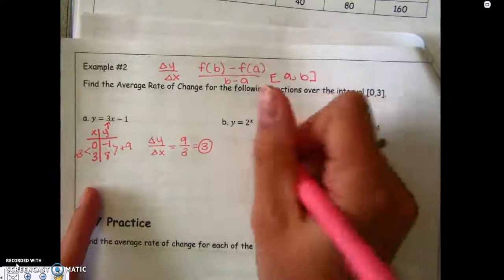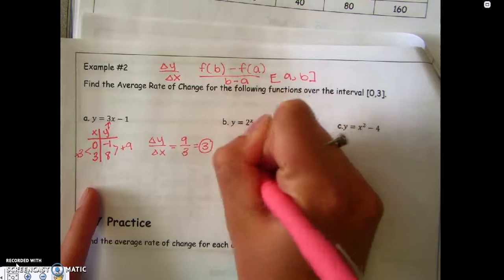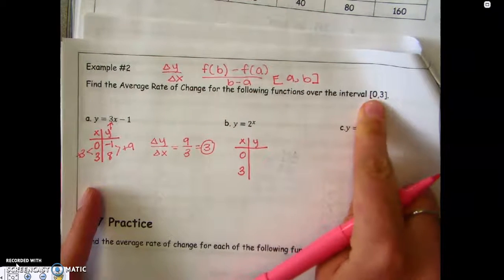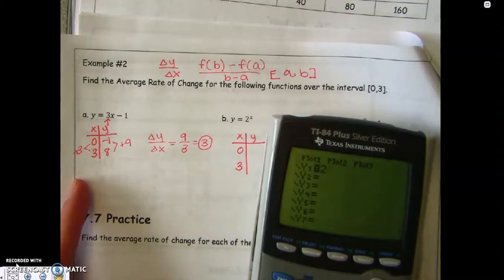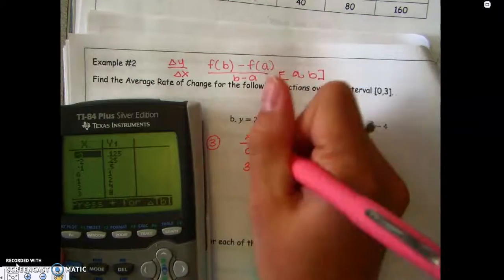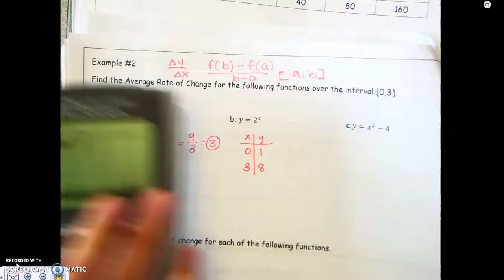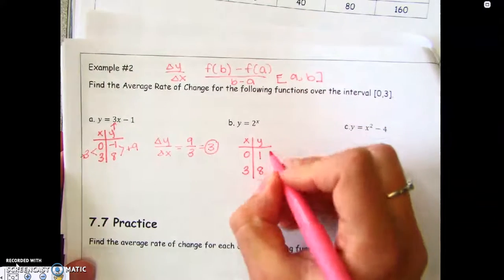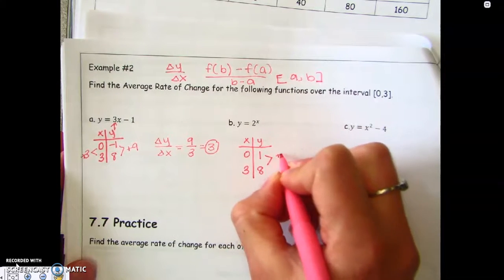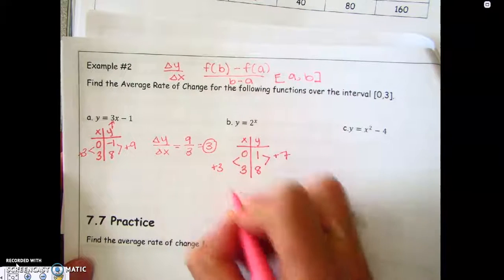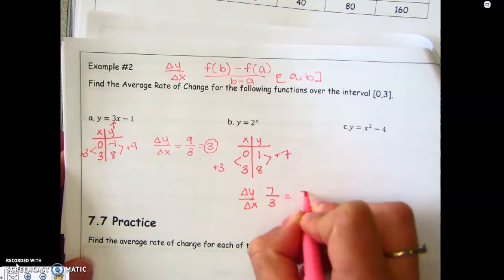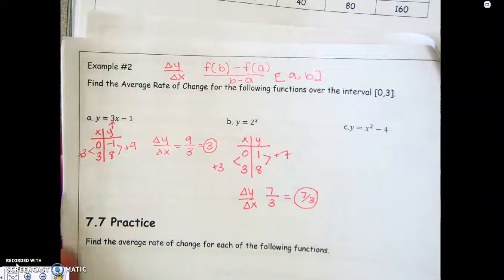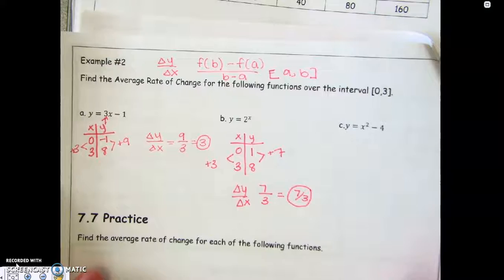All right, B, I'm going to do the same thing. I'm going to put 0 and 3 in my table because that's the interval I'm looking over. And then in my graphing calculator, I'll just type in y equals 2 to the x power. And then I'll go to my table, and it says 0, 1, and then 3, 8 again. So this would be plus 7, and this would be plus 3. So the rate of change here would be 7 over 3, which you can leave as 7/3. I don't like decimals. It would be a repeating decimal, so it's fine.